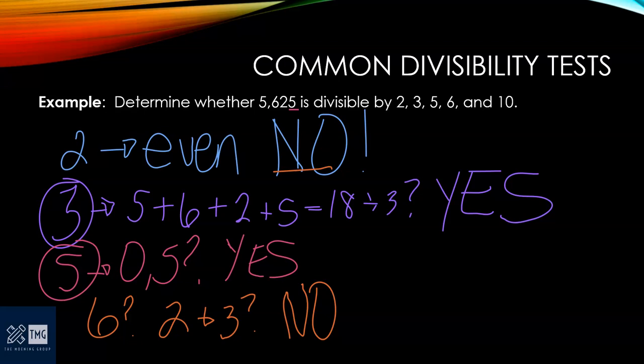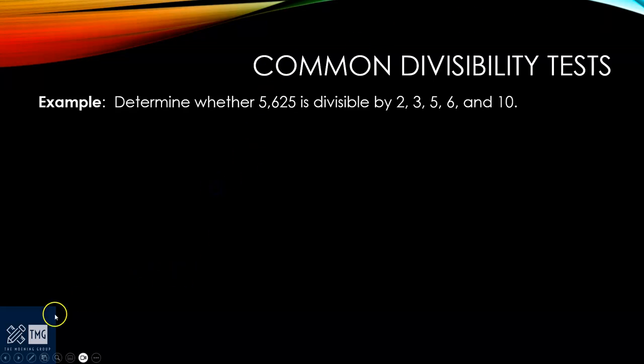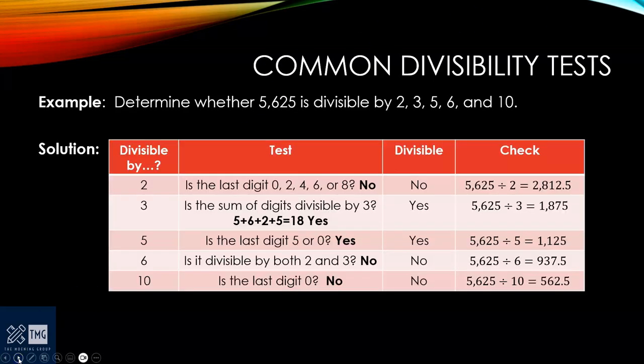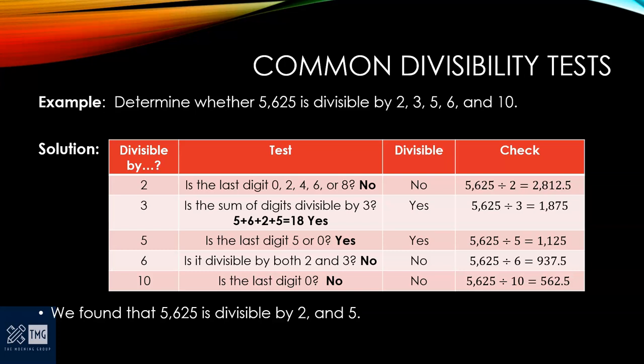And then when I look at the last one, which is 10, is the last digit a 0? Nope. So the only things this is divisible by are 3 and 5. So just to revisit that, 5,625 is divisible by 3 and 5 because of the way the digits are. Okay, let's move on to the next one.